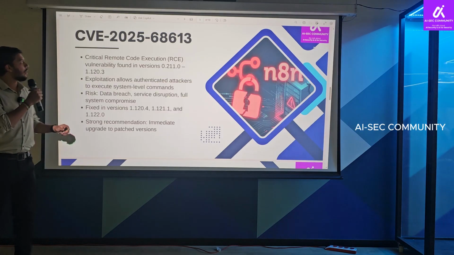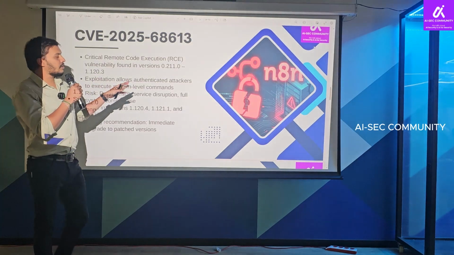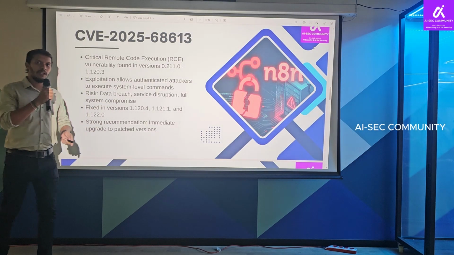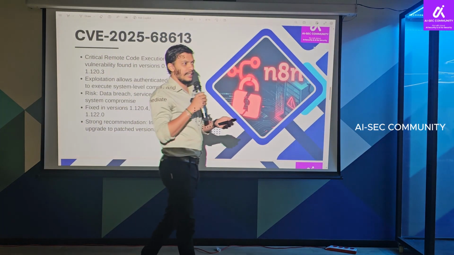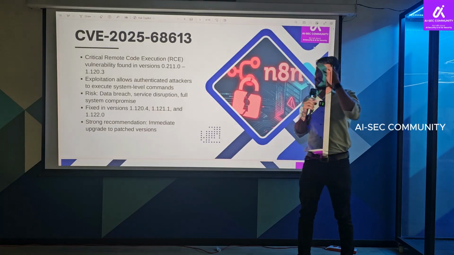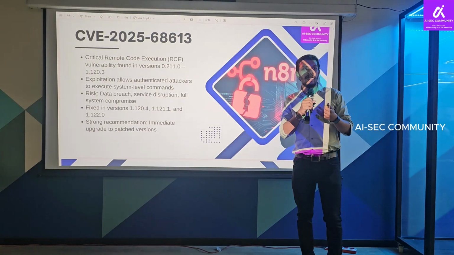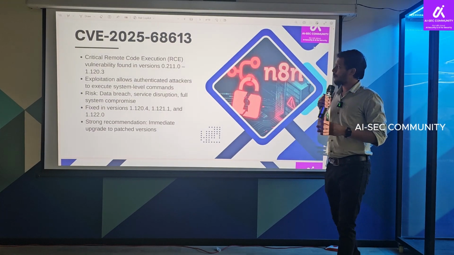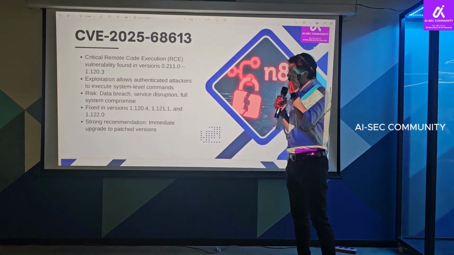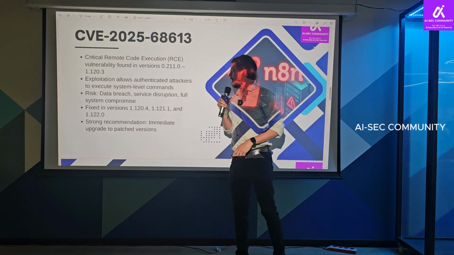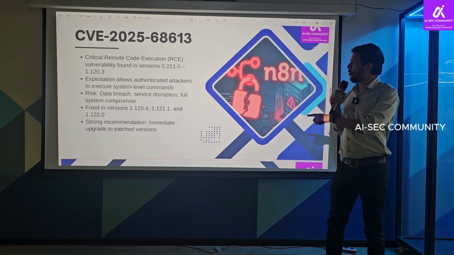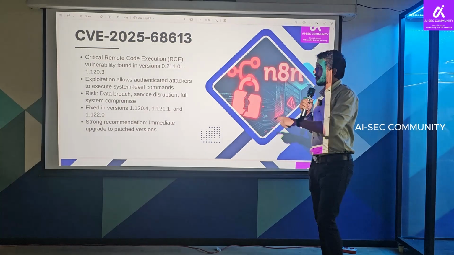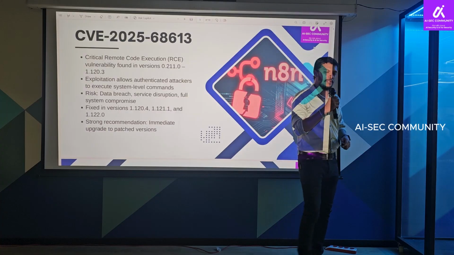The actual CVE we're going to see is 2025-68613. There is a possibility of remote code execution. Any user can log in to n8n and perform the remote code execution. There is no need for an admin user. A normal user can also log in, but we need a credential for that. Once we log in, we can perform the remote code execution. The affected versions are 1.120.0, 1.121.1 and 1.122.0. These are all the affected versions for the remote code execution.